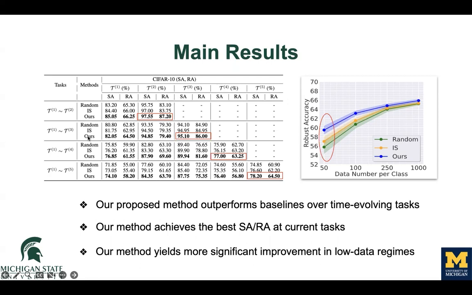Besides, we also do an ablation study about how coreset size influences our method and other baselines. In this figure, we can see that the robust accuracy increases with the coreset selection size growing on all methods. And we can also find that our method yields the most significant improvement in low data regimes.